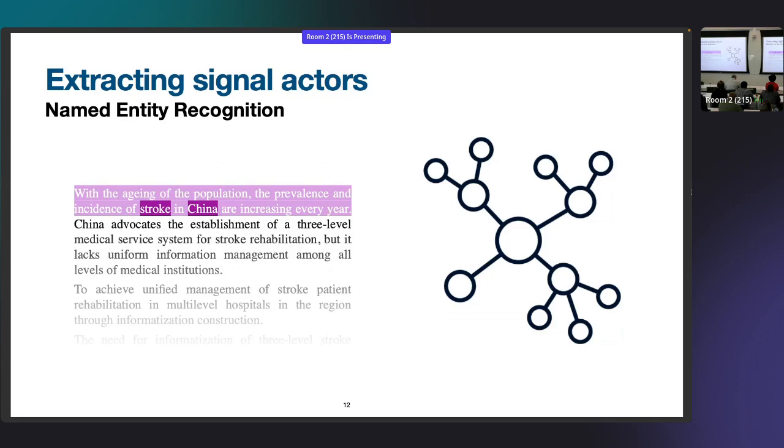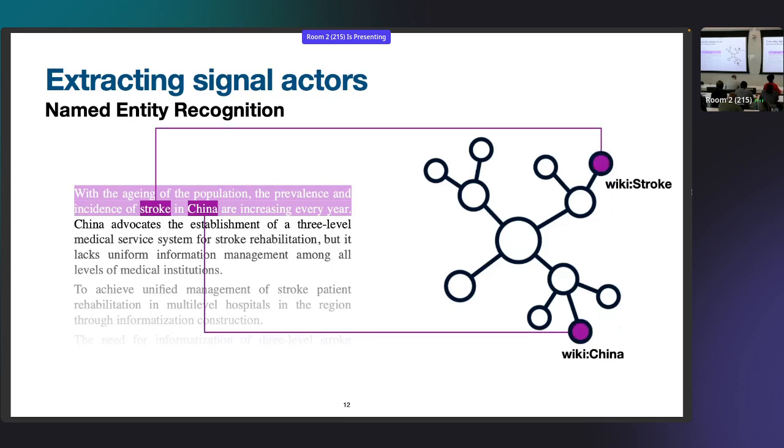Then let me introduce another example. The example is another signal, signal type hazard, that says: with the aging of the population, the prevalence and incidence of stroke in China are increasing every year. And here we have, again, two entities, in this case stroke and China, that are linked to our signal.